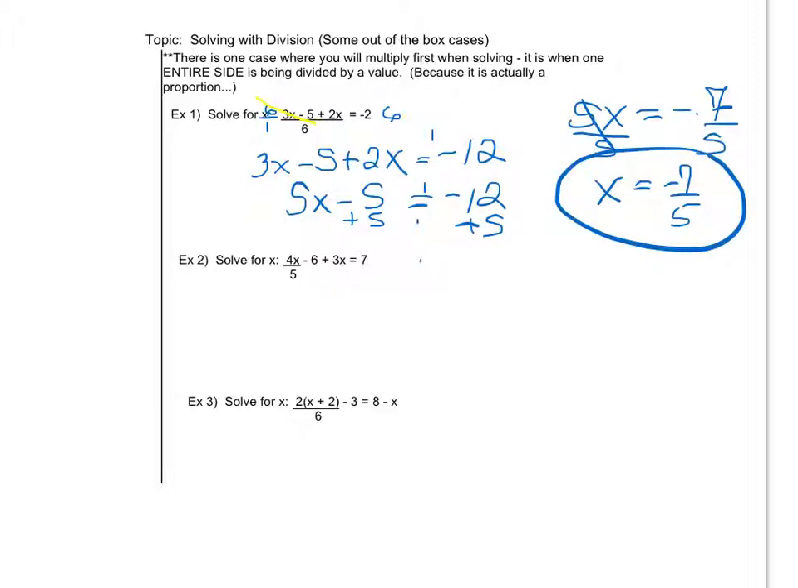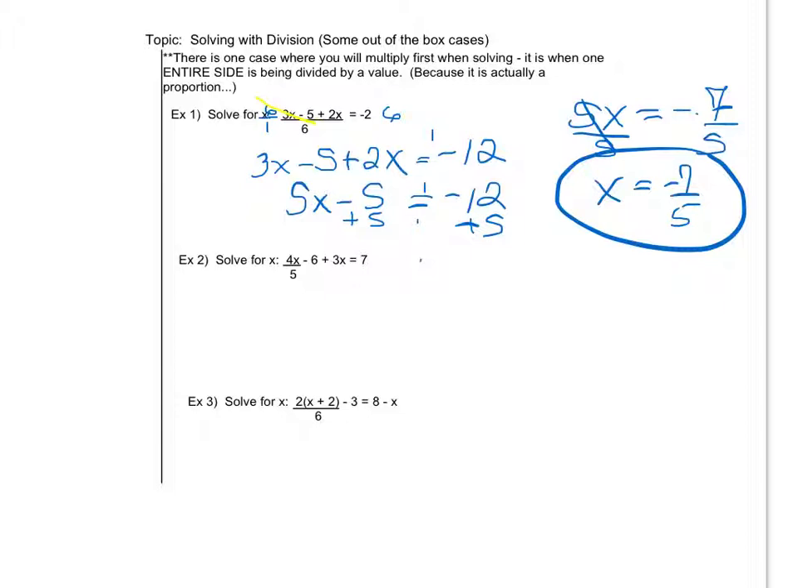So this was a situation where, because all of these were being divided by 6 since they're all grouped together on top, I actually got rid of the division first. Now on example 2, notice the only thing that's being divided by 5 is the 4x. It's just one term. So this is a situation where I'm actually not going to get rid of division first.